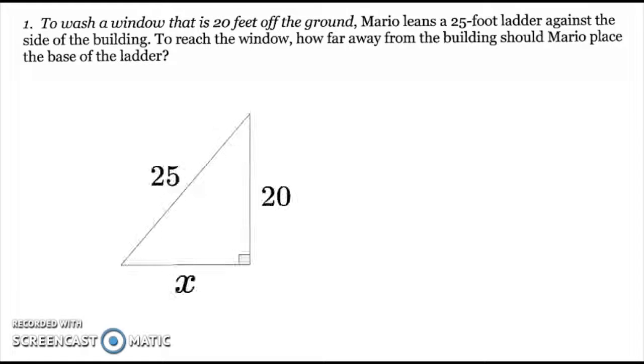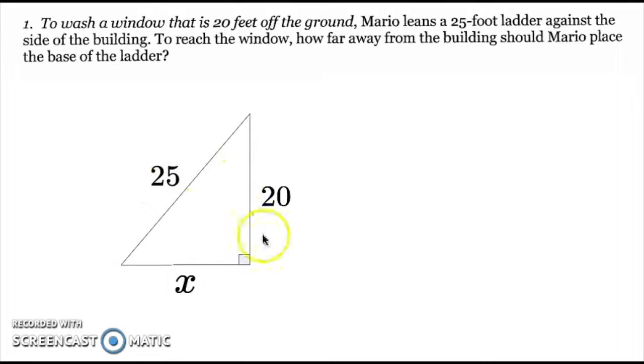To wash a window that is 20 feet off the ground, Mario leans a 25-foot ladder against the side of the building. To reach the window, how far away from the building should Mario place the base of the ladder? So drawing out this triangle, here is the 20 feet high the window is, 25 feet for the ladder is leaning. We're looking for how far away from the building to place the base of the ladder. So that's this here.